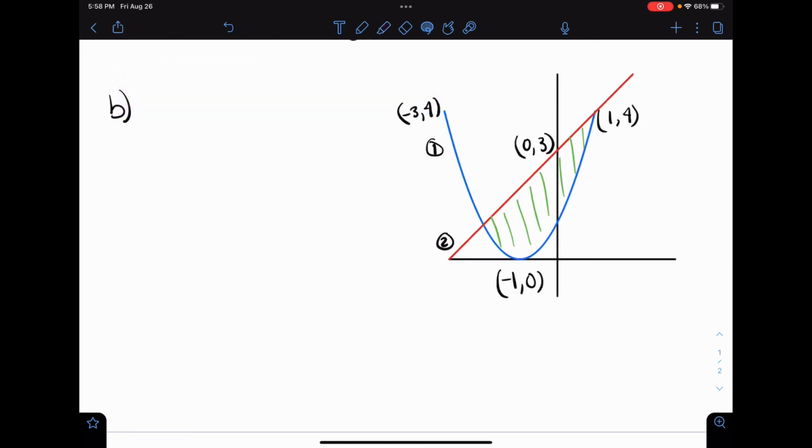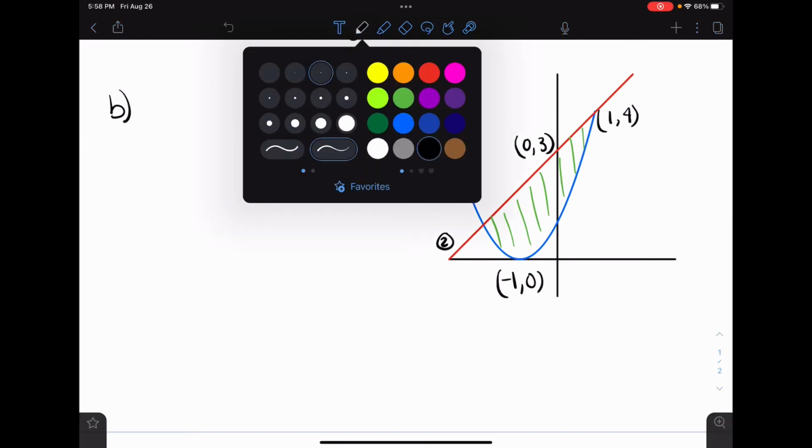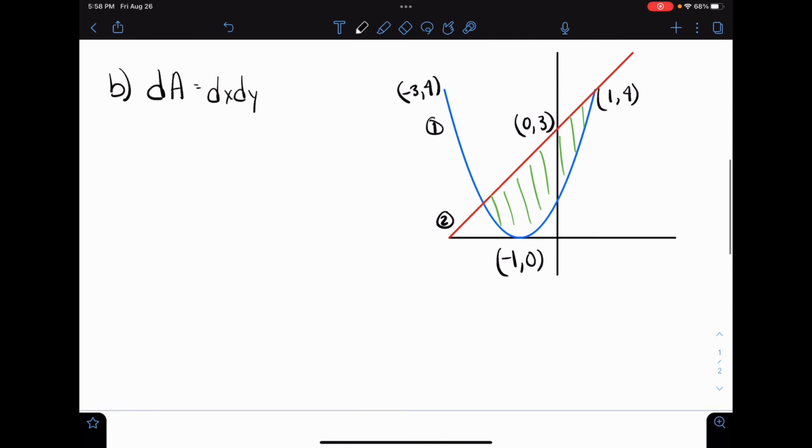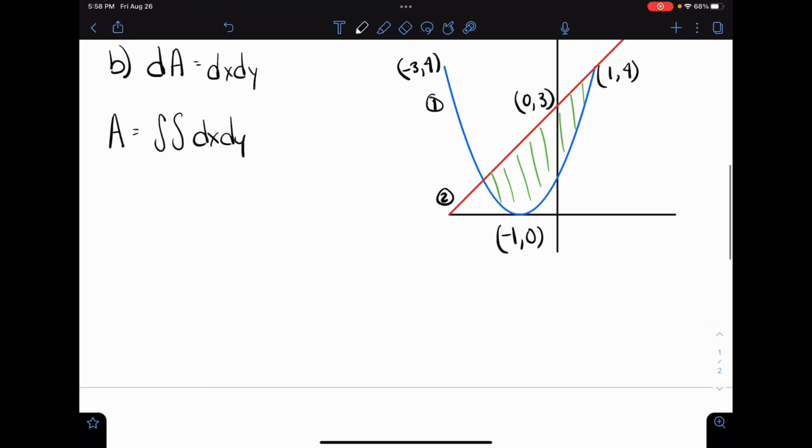Part B is asking us to find this green shaded region. And to do that, first we're going to use our differential that we've been using for most of our area problems, which is just dA equals dx dy. And our integral is going to become a double integral dx dy, and we now need to find our limits. The unique thing about this problem is we need to find both points versus just using 0.